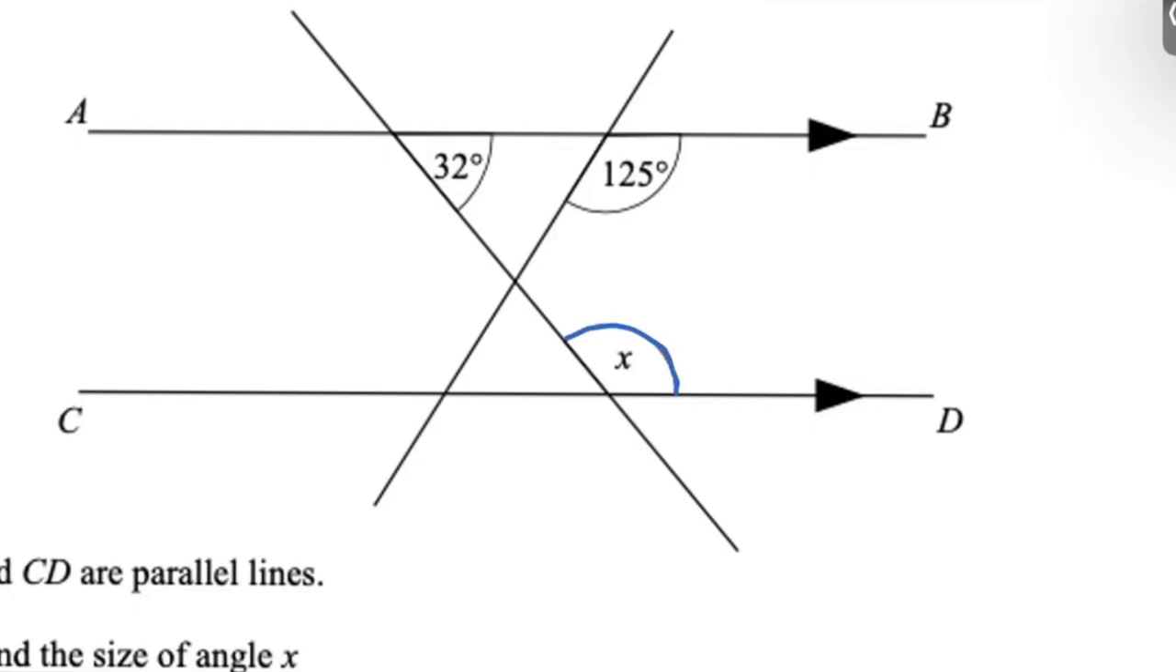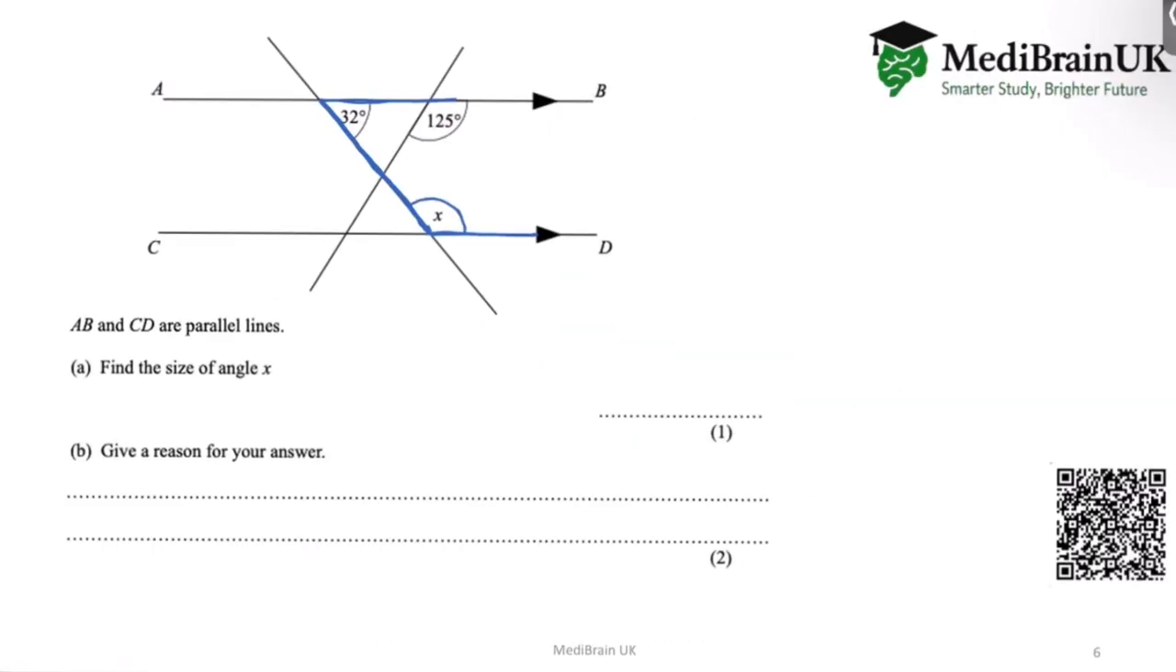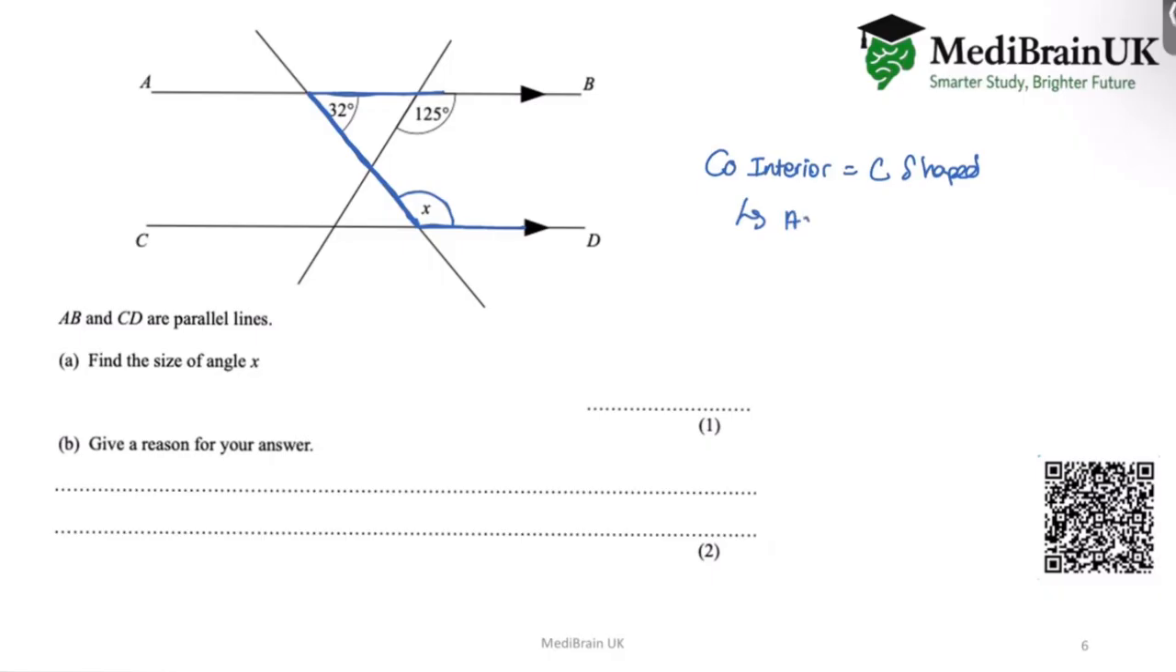Now let's see if we can form any shapes with angle X. So let's keep going up. Can we form any shape? Let's go to the other parallel line. Can we form any shape? Yes, we can. We can form this C shape, as you can see. And what do we know about C shapes? We know that co-interior is C shaped. And what do we know about co-interior angles? We know that co-interior angles add to 180 degrees.